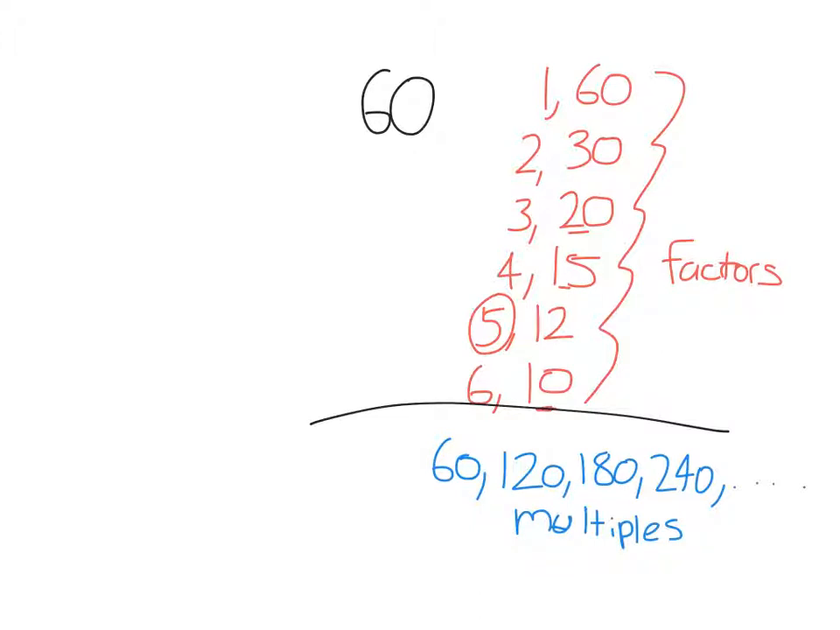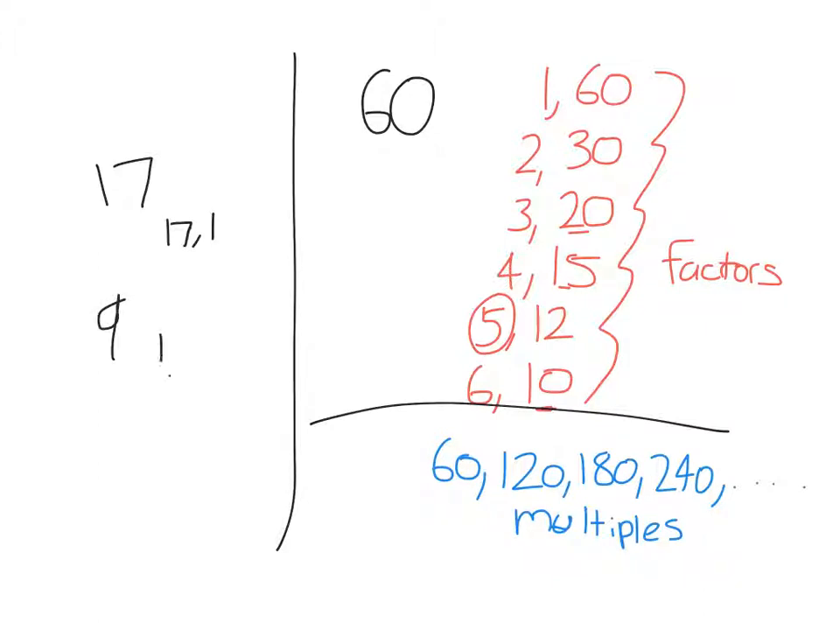So that was an example of a number with many factors. There are some numbers that don't have many factors at all. So the number 17, for example, only has 2 factors. Its only factors are itself and 1. So we call numbers like that prime numbers, as you'll see later. The number 9 has only 3 factors, 1, itself and 3.